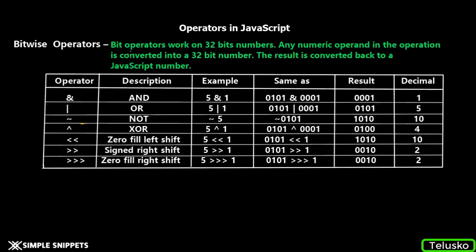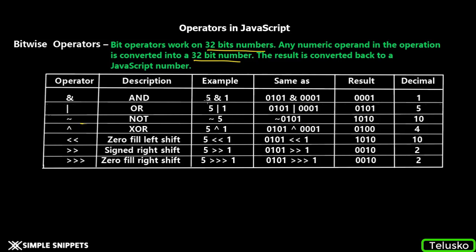And lastly, we have the bitwise operators, which work on 32-bit numbers, and any numeric operand in the operation is converted into a 32-bit number, and the result is converted back into a JavaScript number. Okay, so for example, we have AND, OR, NOT, XOR. So these are all Boolean operators which perform Boolean operations.